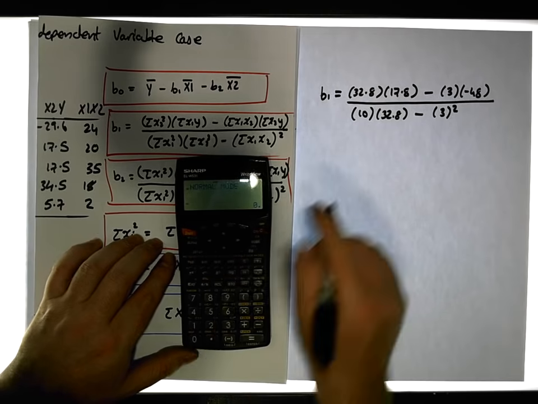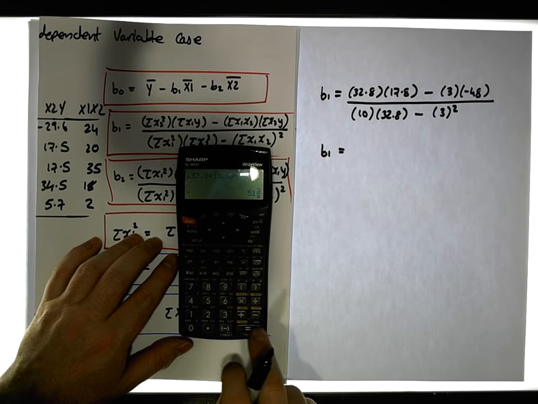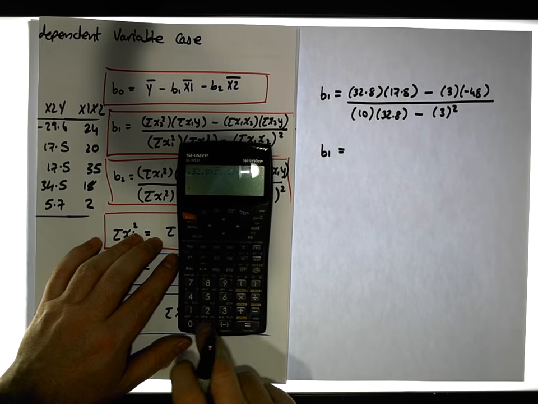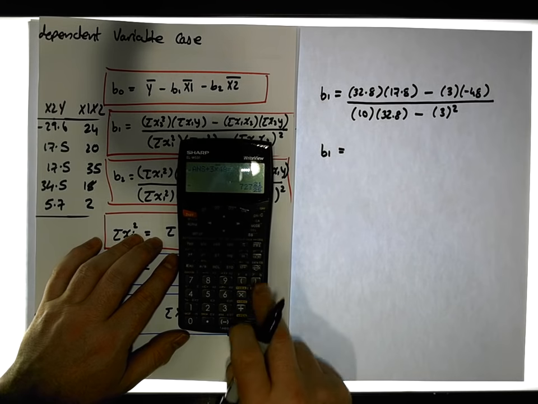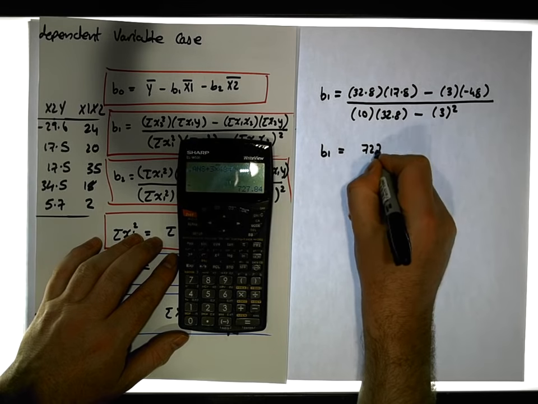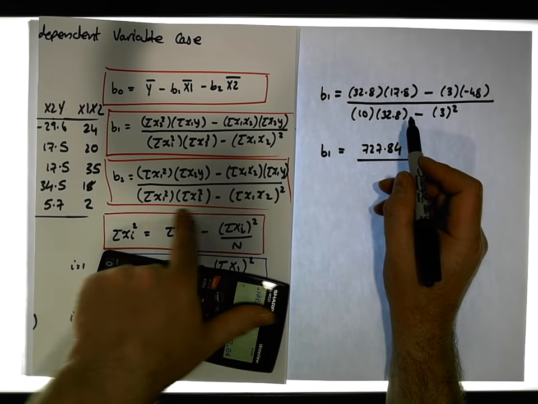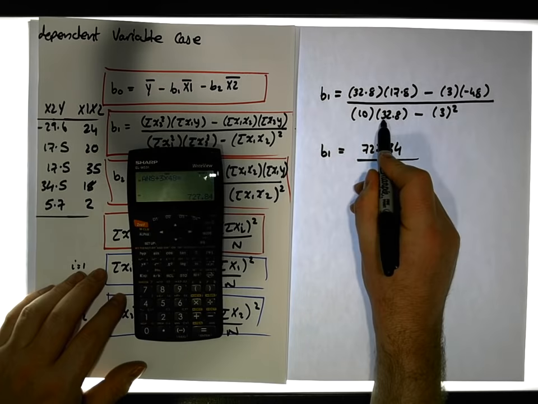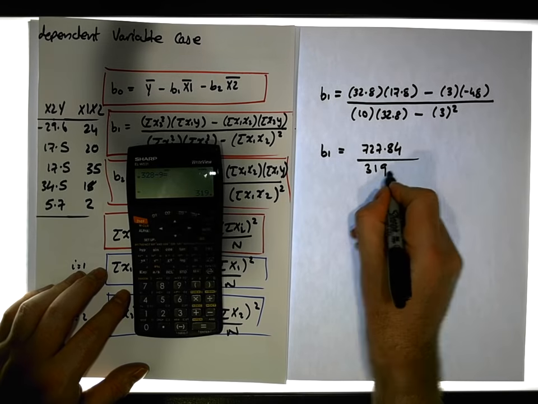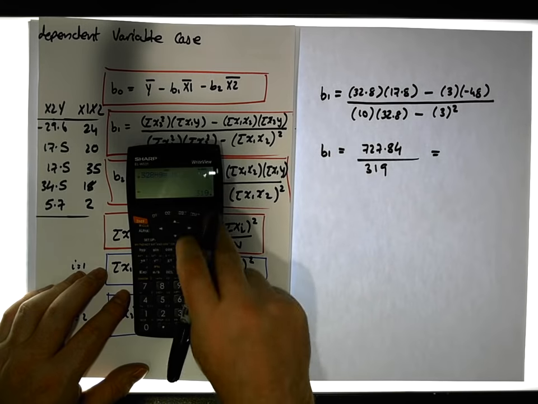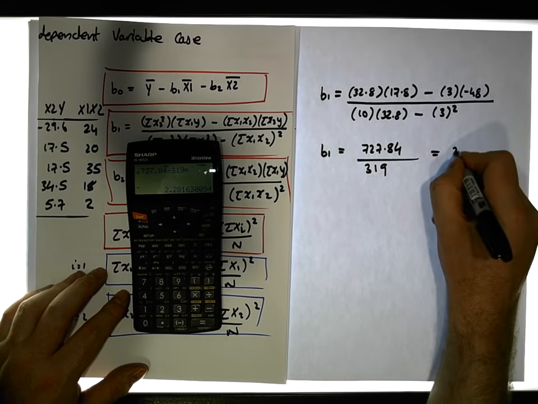So now I have B1 is equal to, let's just do the numerator, 32.8 times 17.8 gives us a value, minus times minus is a plus, so plus 3 times 48, which gives us a value of 727.84, divided by the denominator. This denominator is important because it's shared in the B2 value. So 10 times 32.8 is 328, minus 9 gives us 319. So 727.84 divided by 319 is approximately 2.28, our B1 coefficient.